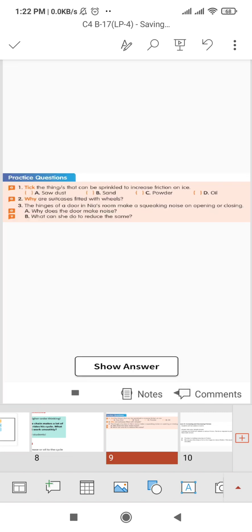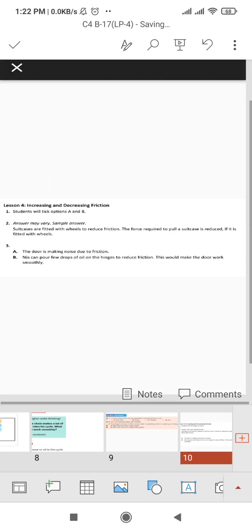Question number 2 is, why are suitcases fitted with wheels? Yes, you have seen that some suitcases have wheels. Why are those wheels on the suitcases? Wheels help to reduce the friction so that one can carry the bag easily.